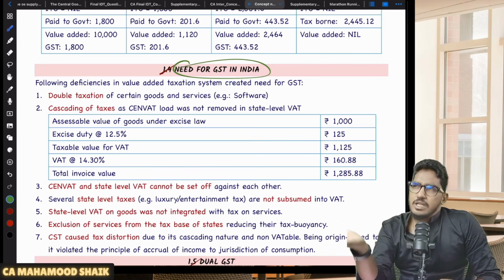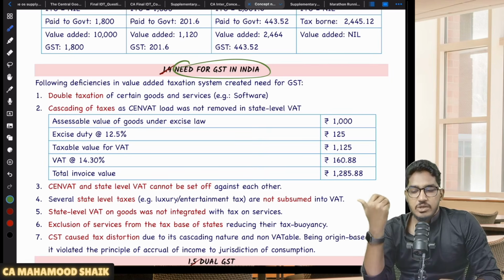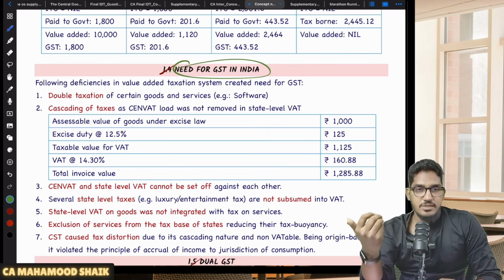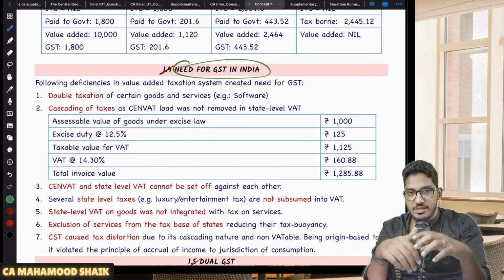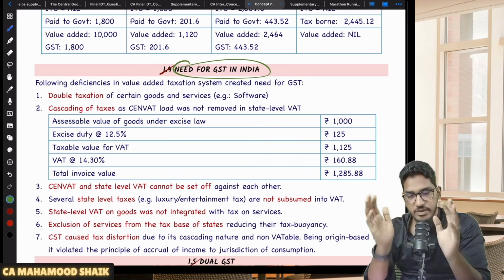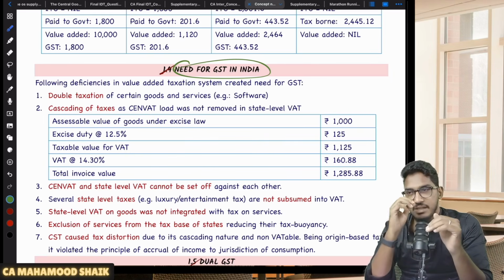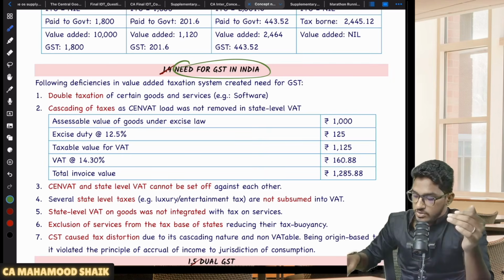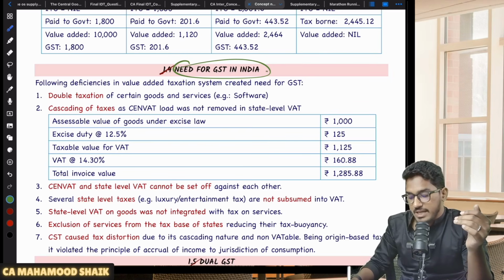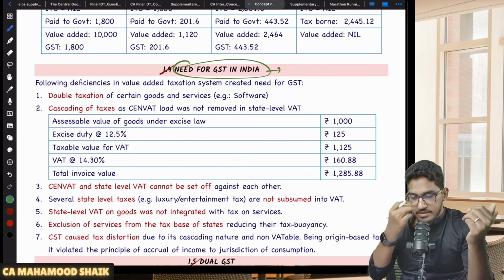That's why the existing indirect taxation system was suffering from so many deficiencies and weaknesses, which made the government think about a new indirect taxation system called GST, which will overcome the problems of the existing indirect tax regime. So even before GST we had an indirect tax regime, but it was suffering from so many problems. That's why GST has come. That is the need for GST in India: the existing taxation system was suffering from some weaknesses. To overcome those deficiencies, GST has come.